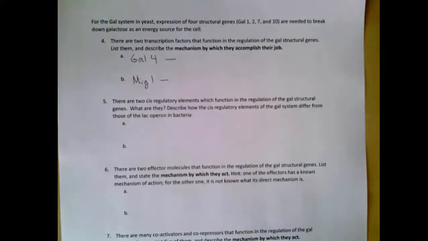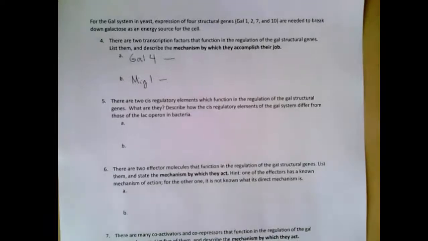MIG1 accomplishes its job by recruiting a co-repressor, and that co-repressor would be TUP1. And TUP1 is a histone deacetylase, and so that histone deacetylase removes the acetyl groups from the nucleosomes in that region of the genome, thereby turning off that gene.